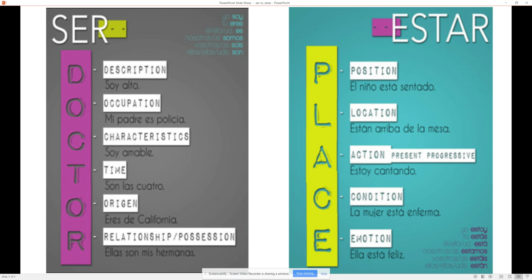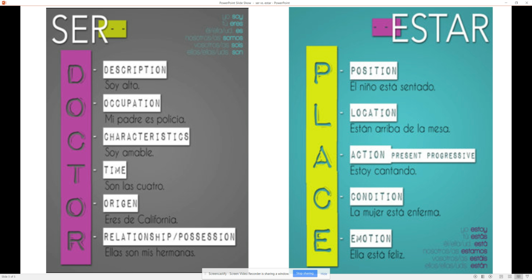Now with estar, this one is more temporary. The thing that might confuse people though is if we're talking about a building or a place, that's pretty permanent, wouldn't it be? The business isn't moving, my house isn't moving anytime soon. But for estar, I need to consider it to be temporary. So to start off the list is position.